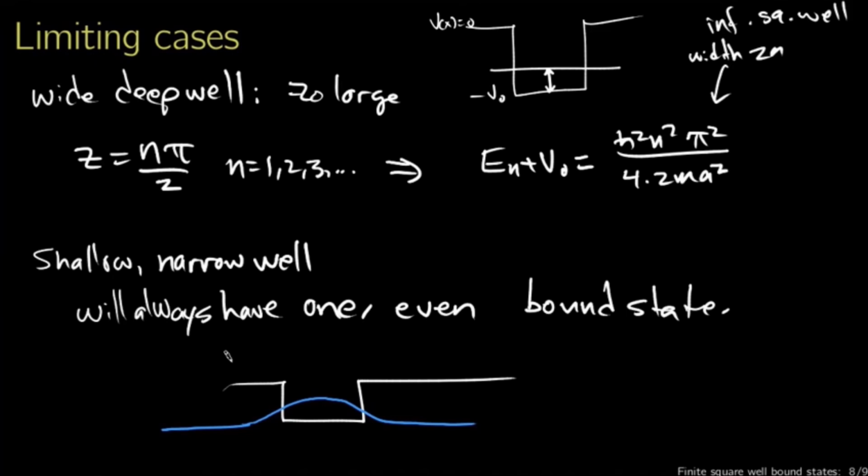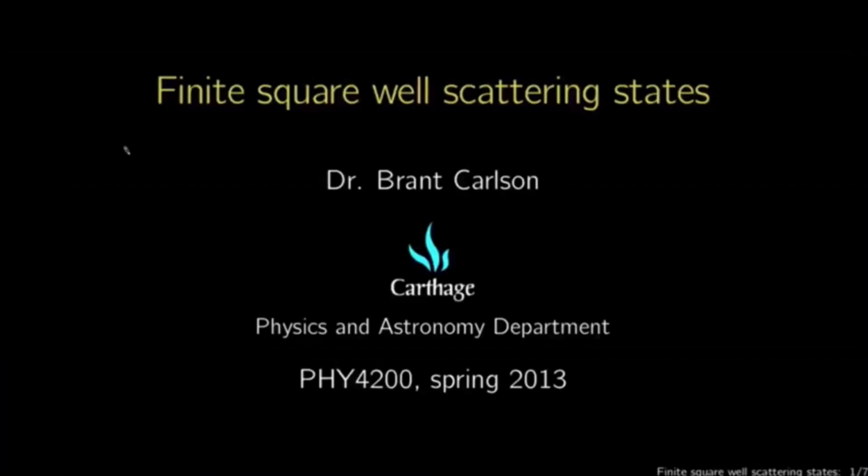But overall, the actual shapes of these and the actual energy levels they have are difficult to calculate. The only way we were able to make any progress is by doing things graphically. That concludes our description of the bound states for the finite square well. The bound states for the finite square well potential are discussed in another lecture.